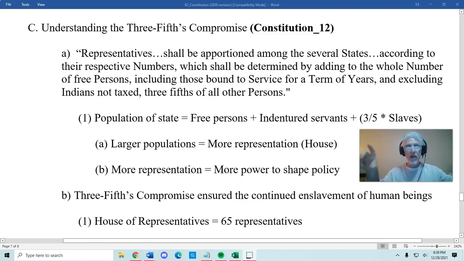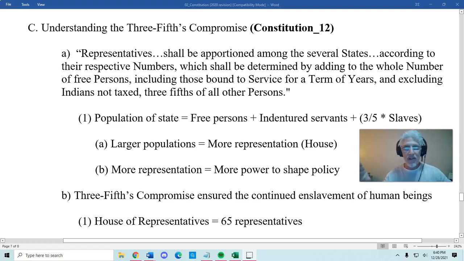First, the language of the 3/5 compromise is right on the screen, and I'm going to read it. As is often the case when you read the Constitution, it has to be translated into English because otherwise it makes no sense. This is what the words actually say. Representatives, and they're talking solely about the House of Representatives, shall be apportioned among the several states according to their respective numbers, which shall be determined by adding to the whole number of free persons, including those bound to a service for a term of years and excluding Indians not taxed, 3/5 of all other persons.